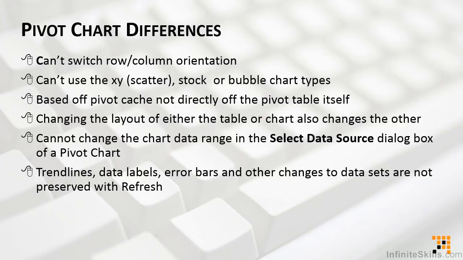Another difference is that we can't change the chart data range using the Select Data Source dialog box of a pivot chart. And lastly, we're certainly welcome and able to refresh a pivot chart just like we can refresh a pivot table. But there are some things that will change with a pivot chart. These things normally stay the same when we refresh data with a standard chart. But with a pivot chart, trend lines, data labels, error bars, and other changes to data sets are not going to be preserved with refresh.